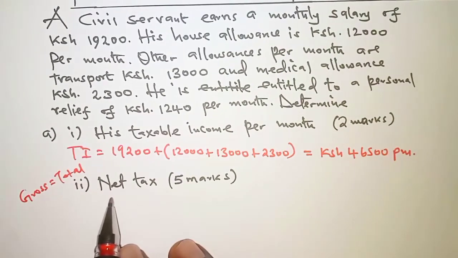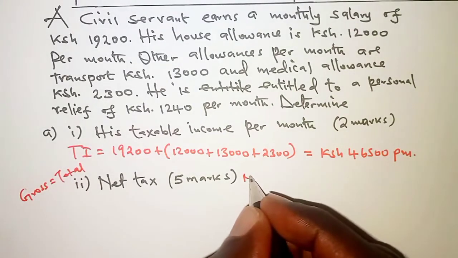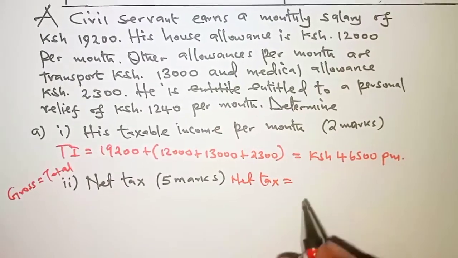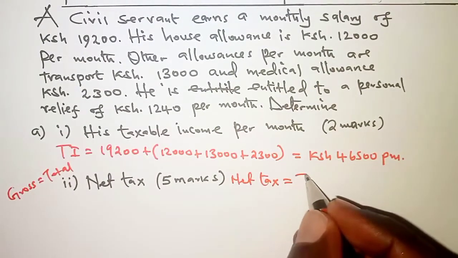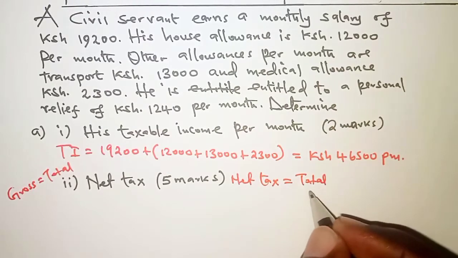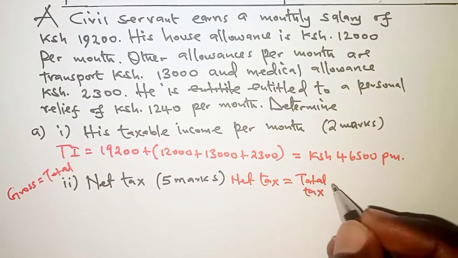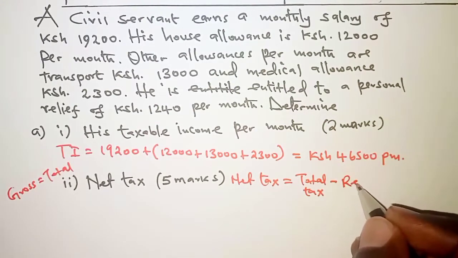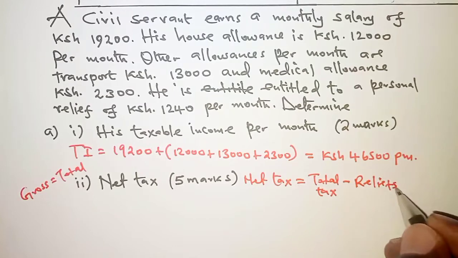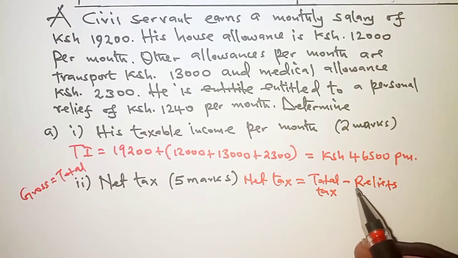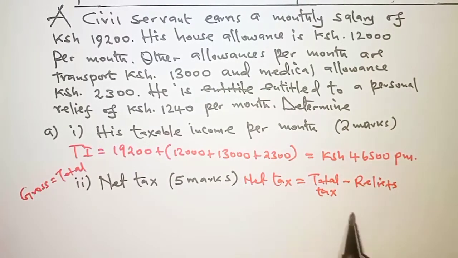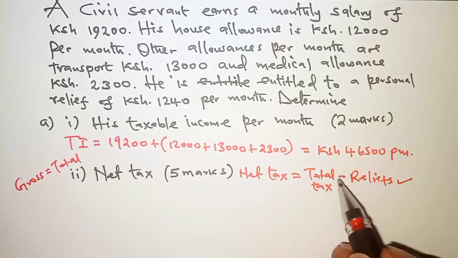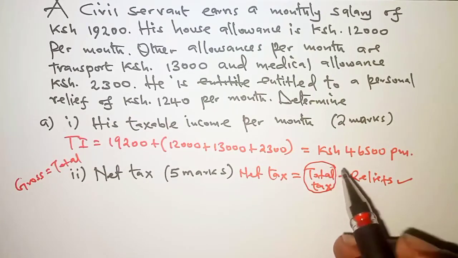So that means if we are to calculate the net tax, we'll say net tax is total tax minus something. So we have total tax, which we can also refer to as gross tax, minus relief. You identify all the reliefs that you have and then you subtract from the total tax. That means from this, we need to know what the total tax is.